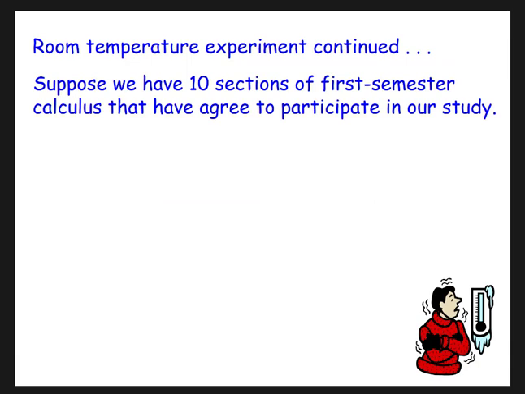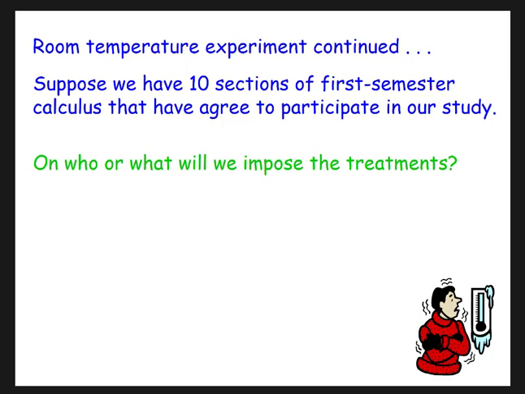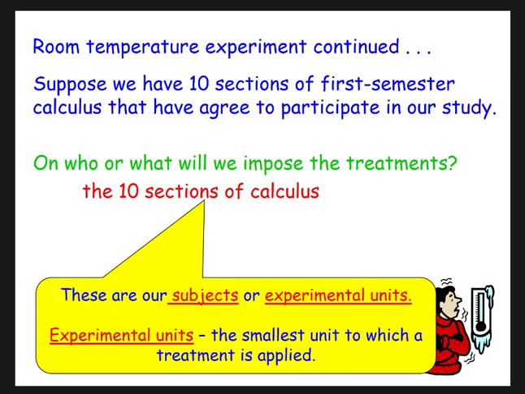Suppose we have 10 sections of first semester calculus that have agreed to participate in our study. On who or what will we impose the treatments? Well, on those students that are taking the test. We have to divide them into those two groups. So the 10 sections are the ones we impose the treatments on. So these are the subjects or the experimental units.